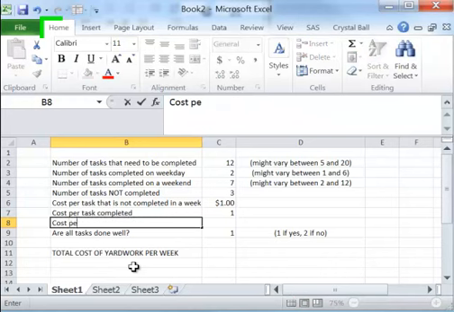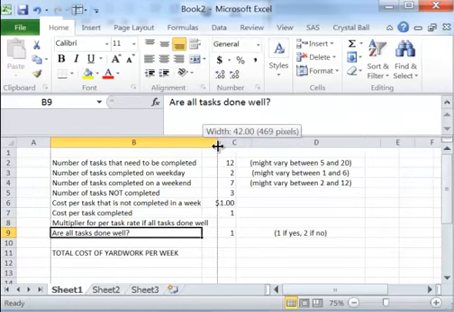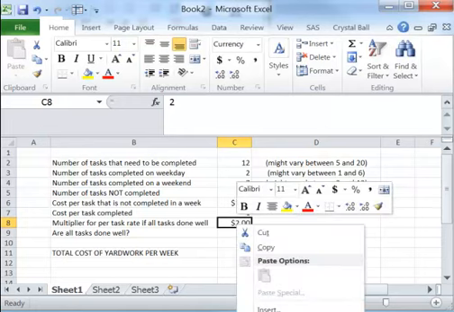There's this notion that I will double my rate if the tasks are all completed well. So what I'm going to do is introduce a multiplier for per task rate if all tasks done well. Okay, so I'm introducing a multiplier. What that means is I will multiply the hourly or the per task rate by 2, whatever I put in here, if all the tasks are done in a week and they're done well.